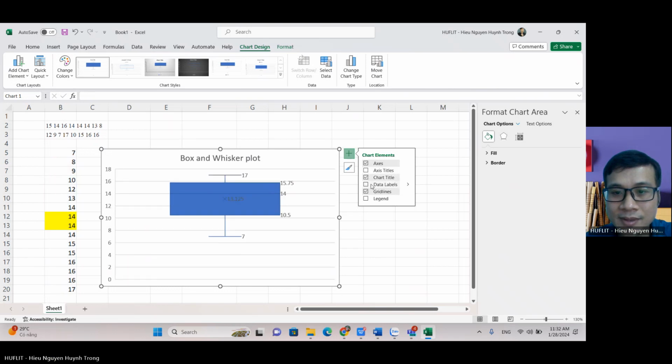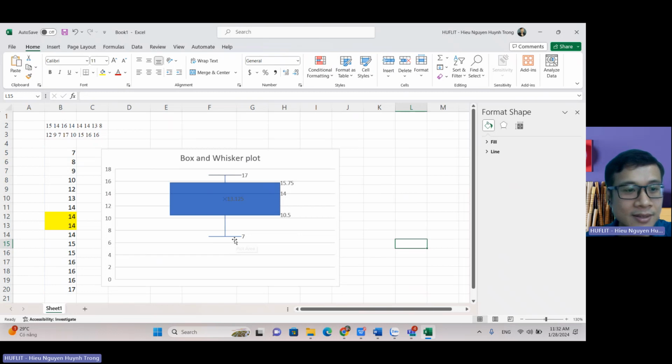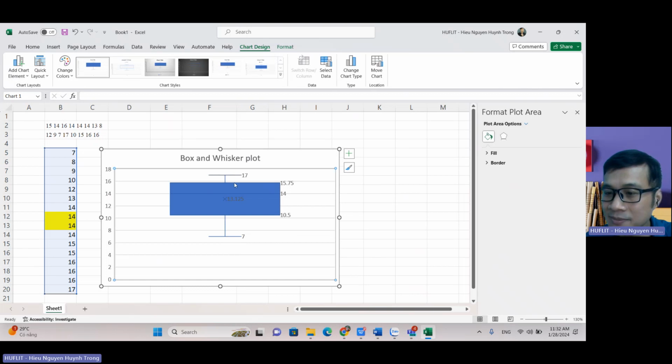Yeah, I can add the data label here. So here you can see that Excel gives you the minimum 7, the maximum 17, together with quarter 1, quarter 2, the median, which is 14, and quarter 3, in accordance with its calculation. However, if we work it out by hand, the chart will be a little bit different.